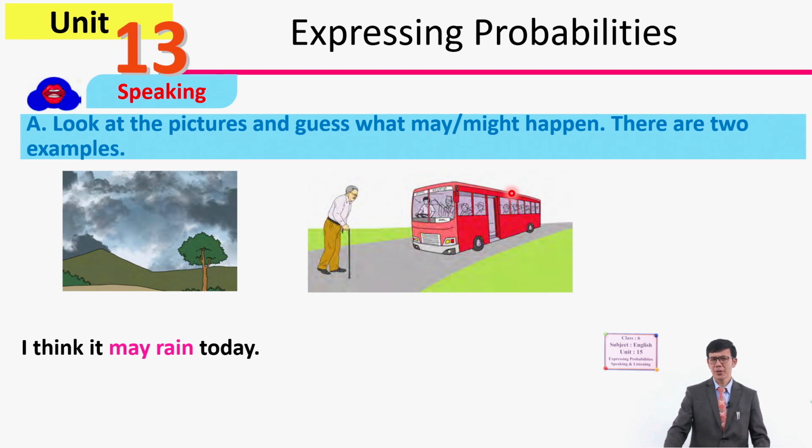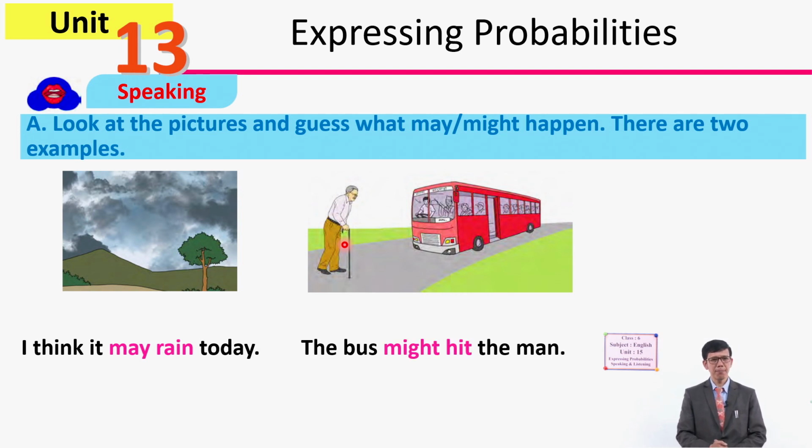Right? Good. So, in the first picture, you can see the example. I think it may rain today. Let's see. Looking at this picture, you can simply guess it may rain today. That is, let's say, the possible guesses, probabilities. If there is cloud in the sky, then it may rain today. What about the second picture then? So, the example for the second picture given in your textbook, you can say the bus might hit the man. Look at here, this bus might hit the man. These are the examples based on these two pictures given in your textbook.